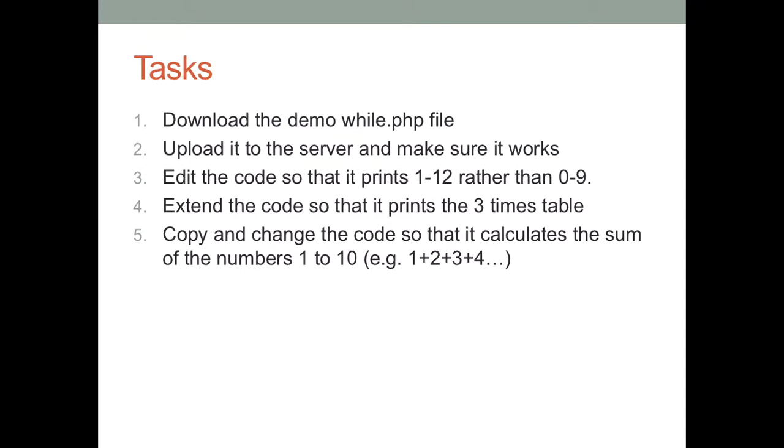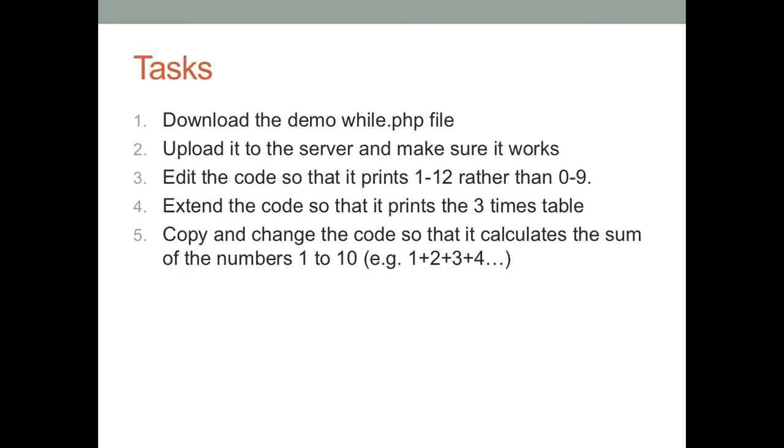So if you've got ifs working, you should be able to get a simple while loop working. So I've given you on Moodle a simple while file to work with, which is this one. You need to download it from Moodle, upload it to the college web server, and make sure that it does what it's supposed to. Then figure out how to change it so that it doesn't print 0 to 9, it prints 1 to 12. This is the first stage of setting ourselves up to print a times table, because they're normally done up to 12.